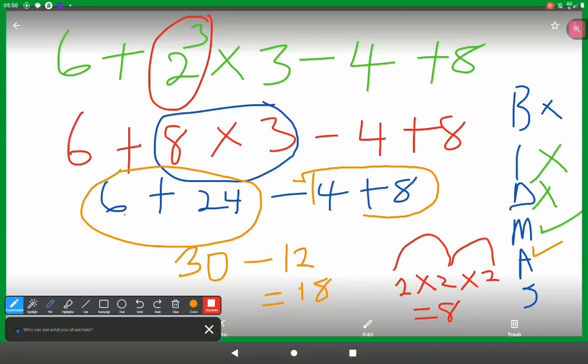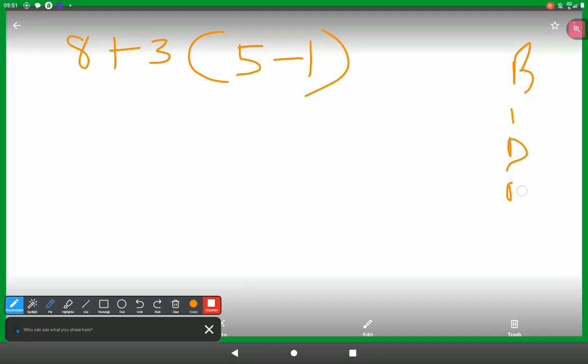Alright, let's consider another example. So this time we are having brackets. 8 plus 3, open bracket, 5, subtract 1. Don't forget your rule, BEDMAS. Now there's brackets. The brackets should be done before others. So I will look into the brackets. What do we have there? We have 5 subtract 1. Then 5 subtract 1 will definitely give me 4.